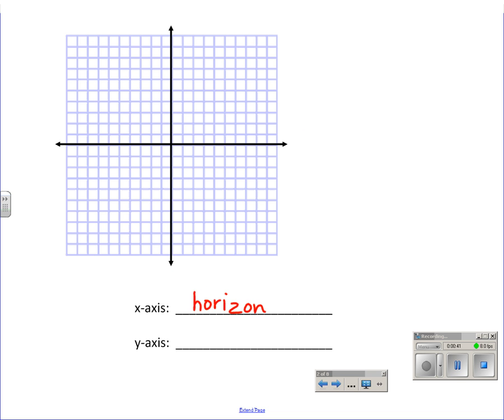So let's go ahead and fill that in on our notes. Horizontal means going across. So the x-axis is the horizontal, this one going across. If you can label that on your graph. The y-axis is the vertical axis, the one going up and down. So let's go ahead and write vertical. That means up and down. And let's label it right on our graph. That's the y-axis.